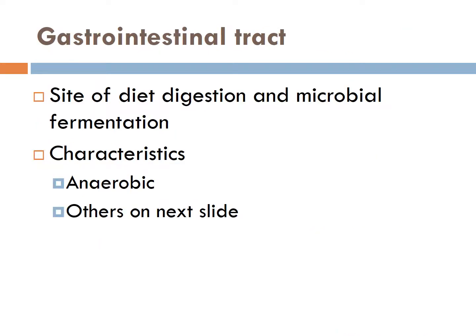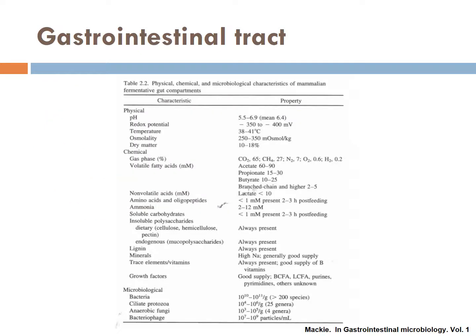We'll shift our discussion back to the gastrointestinal tract, which is the site of diet digestion and microbial fermentation, and thus important for discussion of gastrointestinal microbiology. One chief characteristic of the gastrointestinal tract is that it's largely anaerobic, as we have discussed, but there are other important characteristics that we will discuss on the next slide. This table reports in detail the physical, chemical, and microbiological characteristics of the gastrointestinal tract, specifically fermentative compartments in the gastrointestinal tract. You don't need to know all these details. The purpose of this table is to give you a general appreciation of the characteristics.